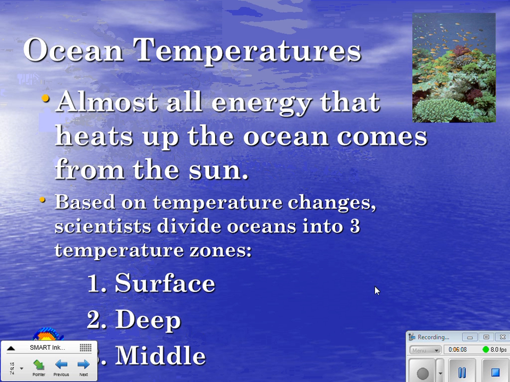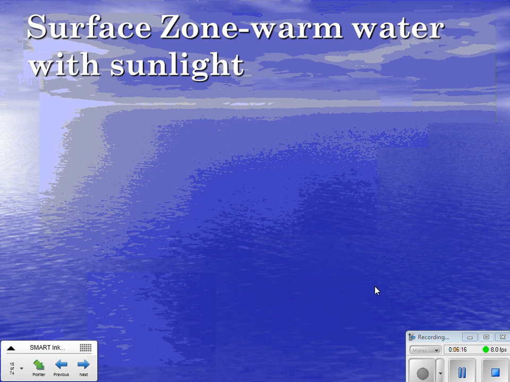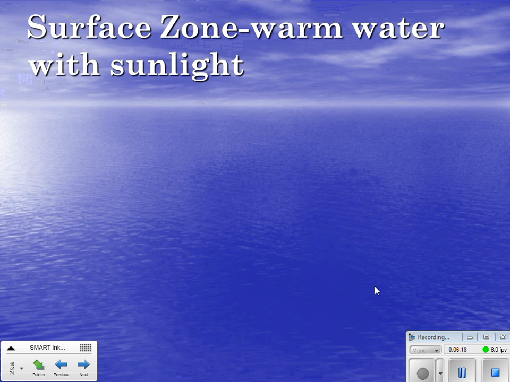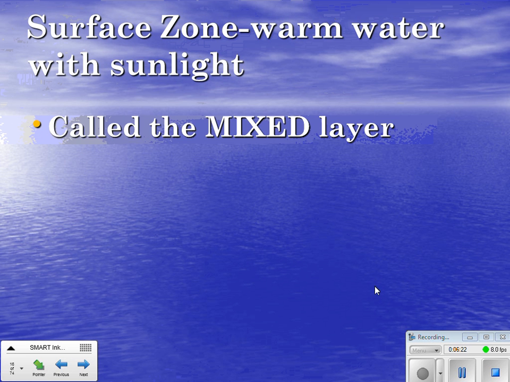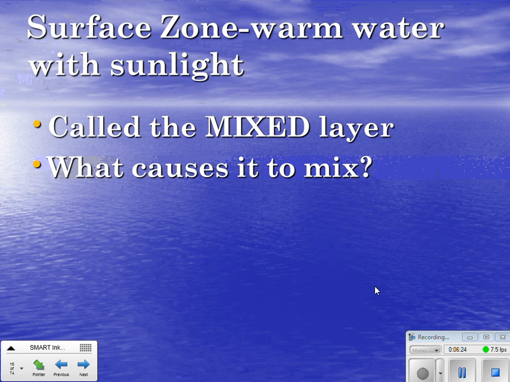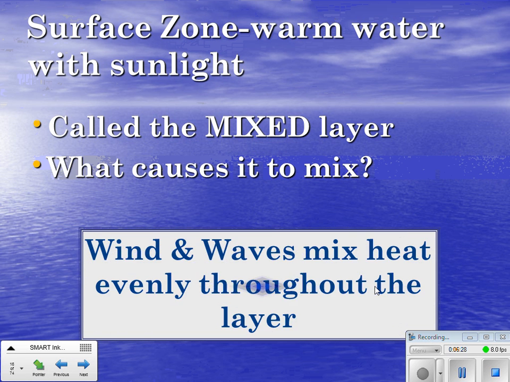Based on temperature changes, scientists divide the ocean into 3 temperature zones: the surface zone, the deep zone, and the middle zone. The surface zone is where the warm water is because of the sunlight, and that's also called the mixed layer. And then let's talk about what causes it to mix. Wind and waves mix the heat evenly throughout the layer, but we're still talking about just the surface. It still doesn't go down very deep.